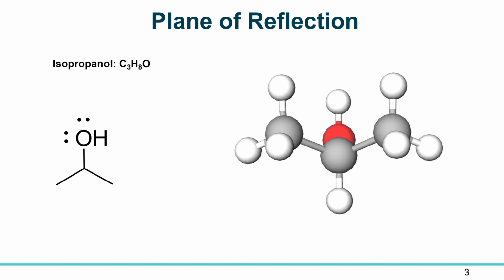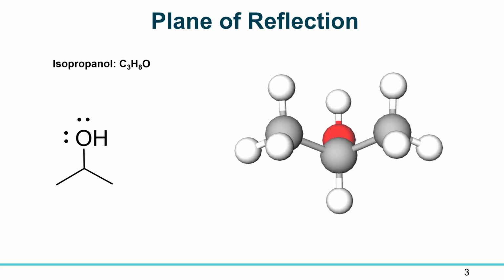Carbons which are seen to be symmetrically related by a plane of reflection are also considered chemically equivalent and will appear as the same signal. Let's take a look at another simple example, isopropanol, C3H8O.